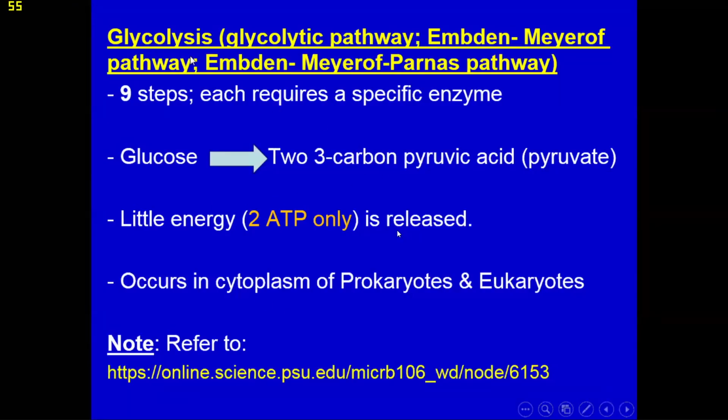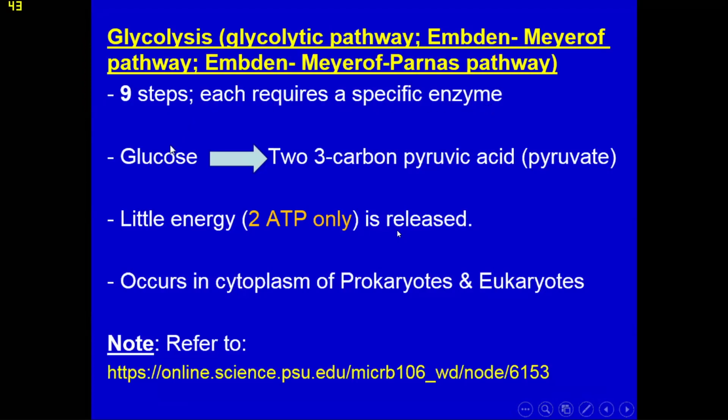Let us start with glycolysis. As we said, both reactions start with glycolysis, called the glycolytic pathway. Sometimes it is named the Embden-Meyerhof pathway, after the scientists who discovered it, sometimes called the Embden-Meyerhof-Parnas pathway. So you should know these terms. It is a 9-step process and requires specific enzymes.